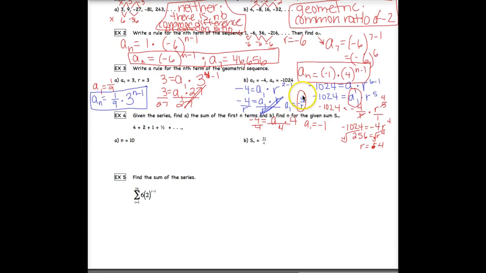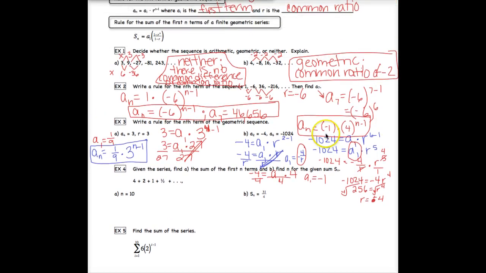All right, that one kind of took over a little more space than I wanted to. All right, on to example 4. Given the series, find the sum of the first n terms and then find n for the given sum. So I've got two different situations here. Here I'm told that n is 10. Here I'm told what the sum is.